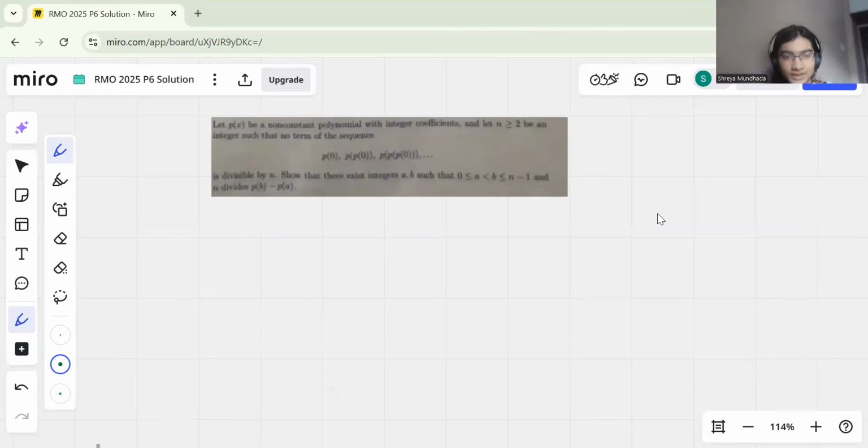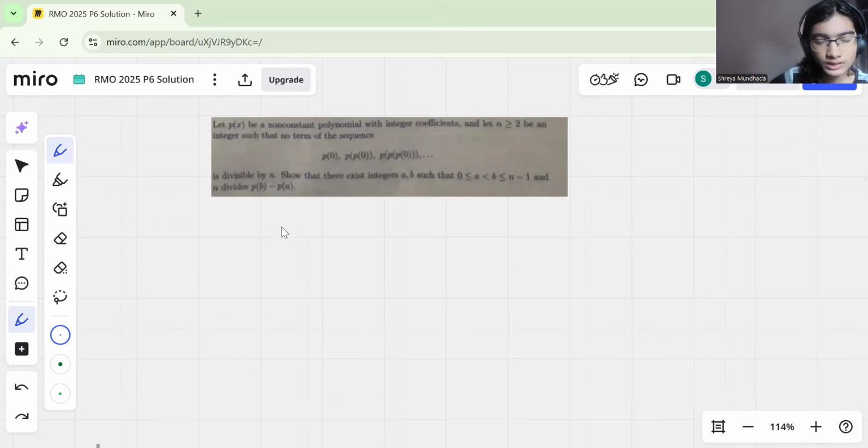Okay, hello guys. So we are going to be discussing the solution for RMO P6. The problem is that we have a polynomial with integer coefficients, and we're given that if we look at this sequence, then it never becomes divisible by n. And we have to prove that there are two integers a and b such that they're different mod n and they give the same value. So I hope you can see this, like the same thing.